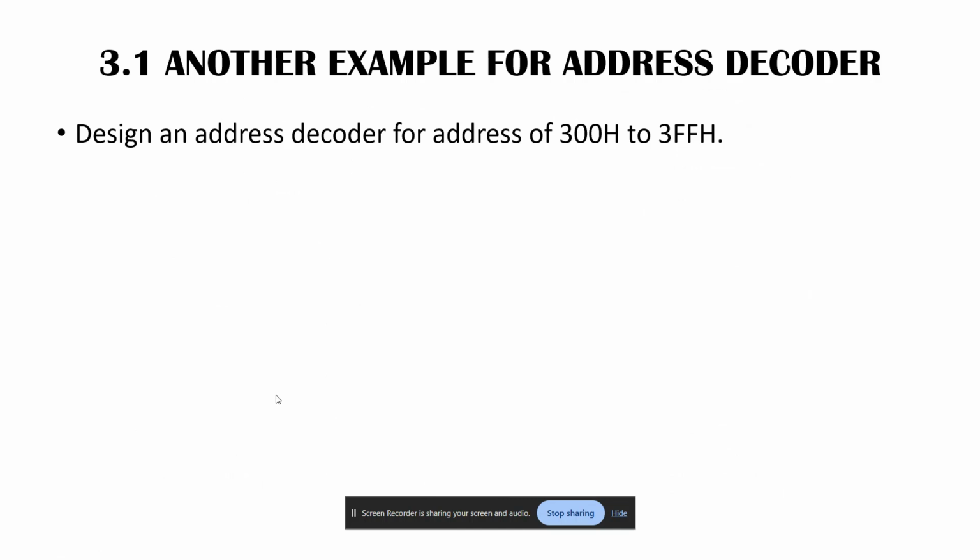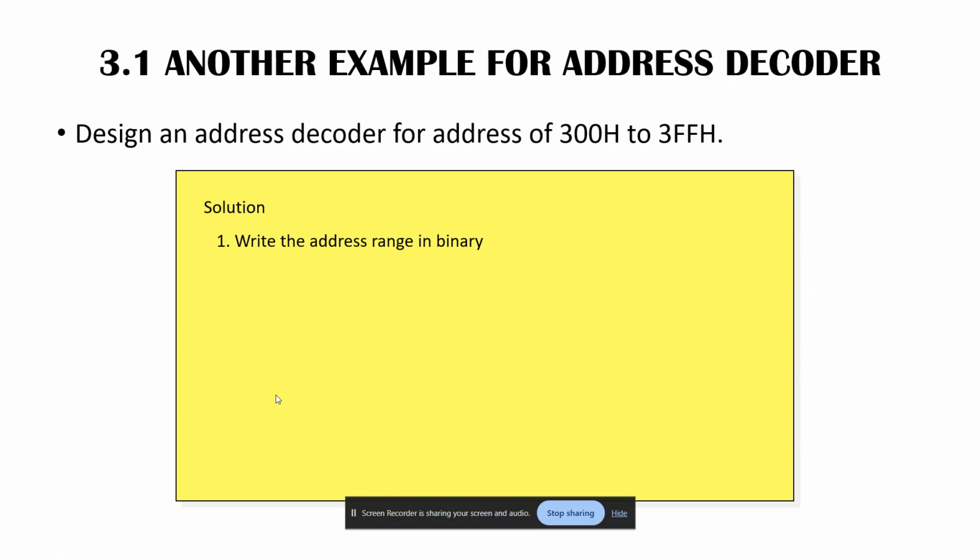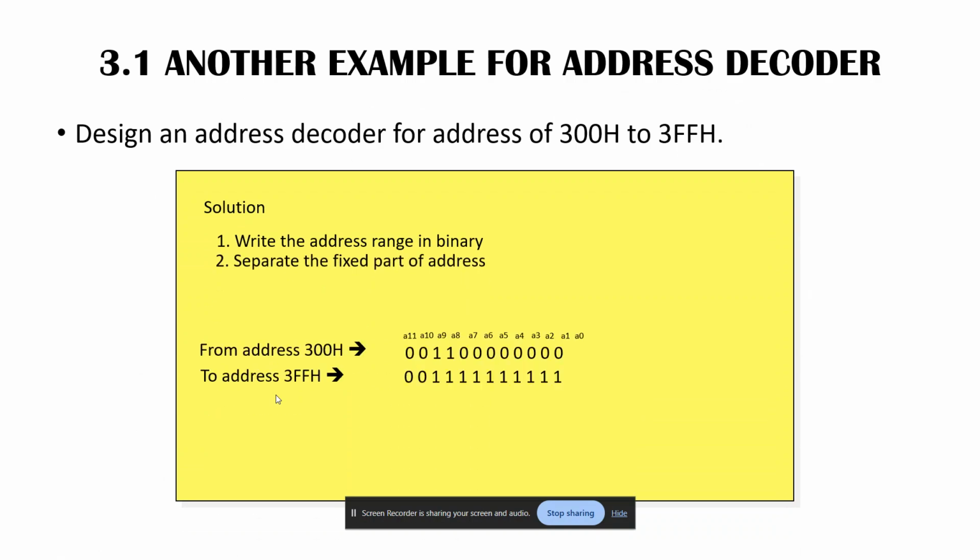So we are going to discuss another example of an address decoder, which we use to control the number of inputs with the CPU and how to manage them. So write the address in binary as we have discussed earlier. Write the location, separate the fixed part of the address which is this one, 0000, and 11 is also similar because it's not changing. Then design the logic using NAND gates. We have designed the logic using NAND gates like 00 and 11.